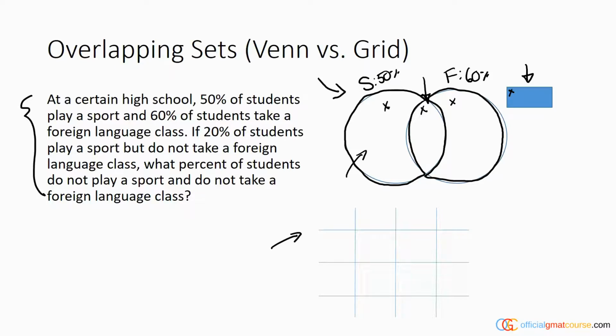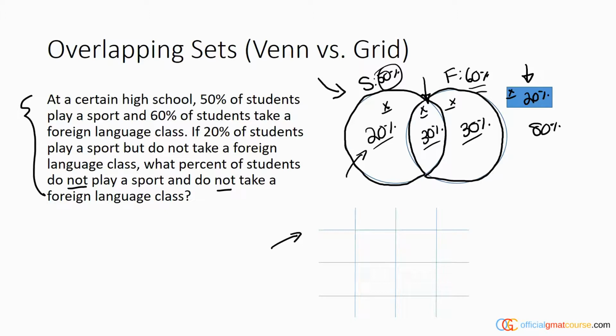So looking at the rest of the information, 20% play a sport but do not take a foreign language. So this portion out here is 20%. Well, that means that since the total of sports is 50, this interior must be 30%. And if that's 30% and we know that the foreign language is 60%, then this must be 30% as well. And since we said these add up to 100, if we add these three components up together, we get a total of 80%, which means this portion here must be 20%. And that is the answer to how many do not play a sport and do not take a foreign language class.